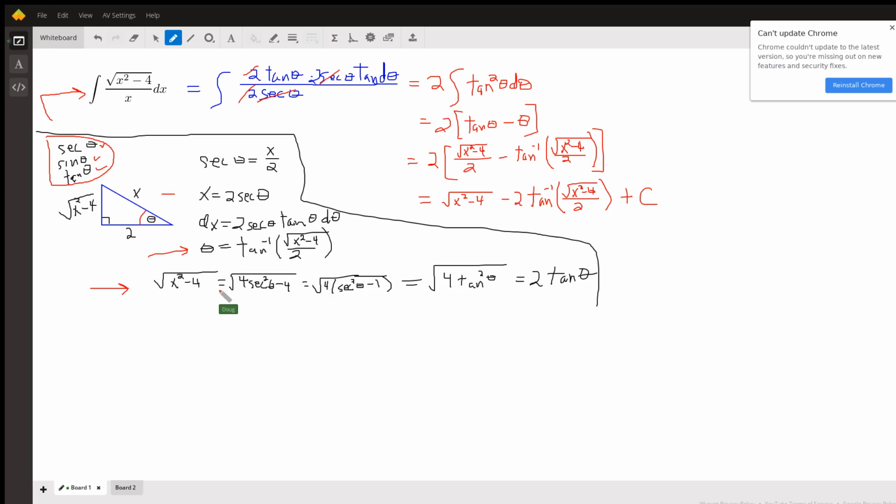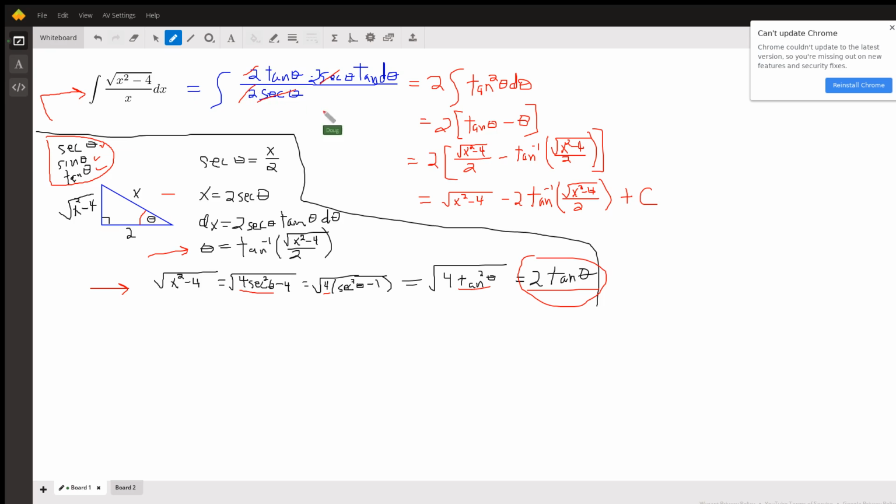So the square root of x squared minus 4, substitute in 2 secant theta, which when we square it, we get 4 secant squared. Factor out the 4. Secant squared theta minus 1 is the same as tangent squared, a trigonometric identity. Take the square root, we get 2 tangent theta. Okay, so now we have everything we need to make the substitutions into this indefinite integral.